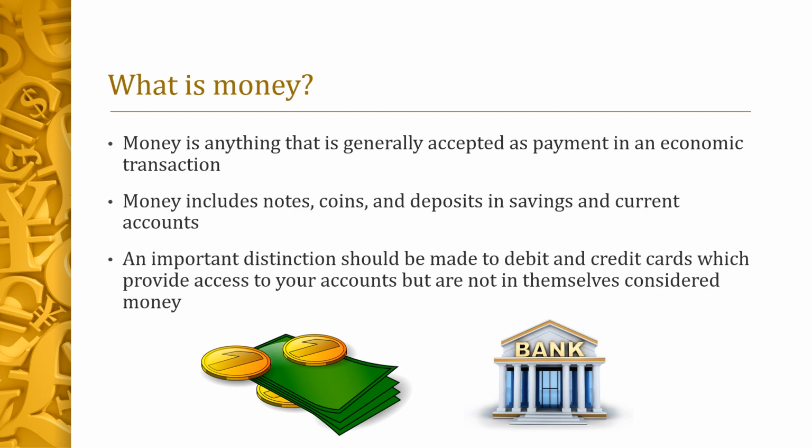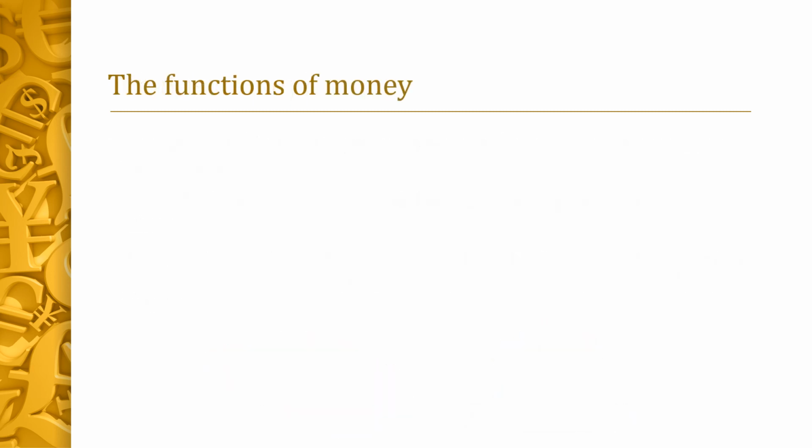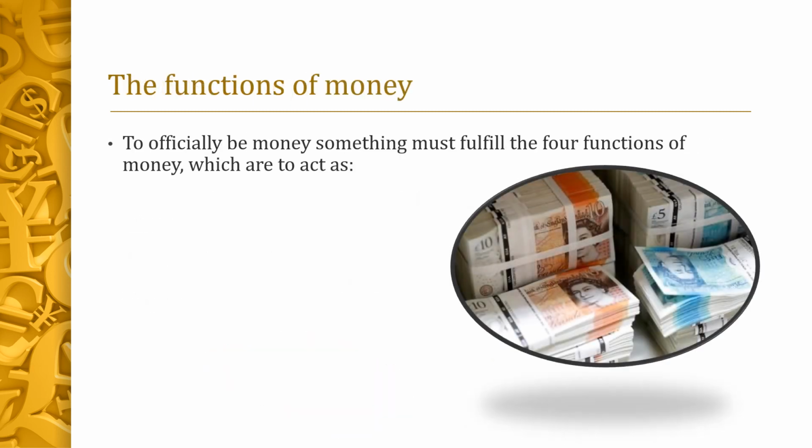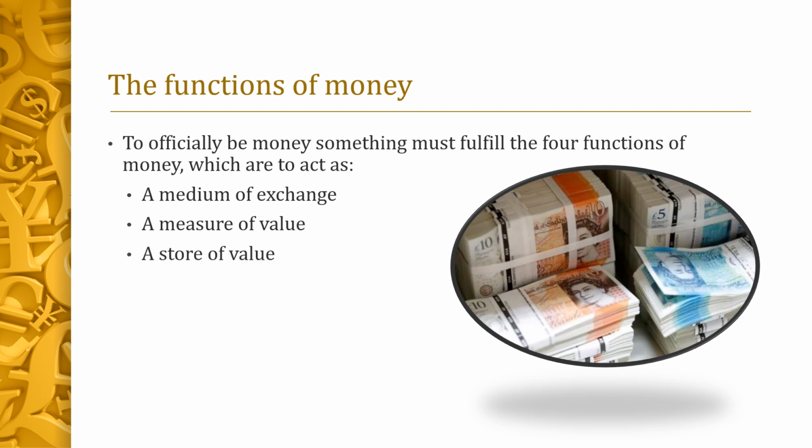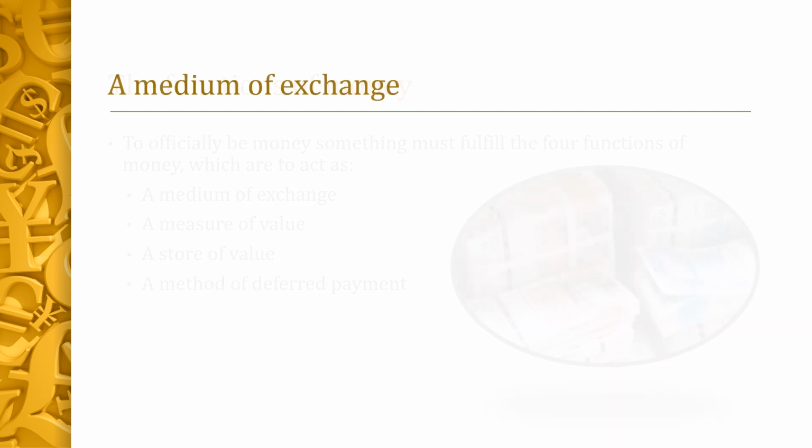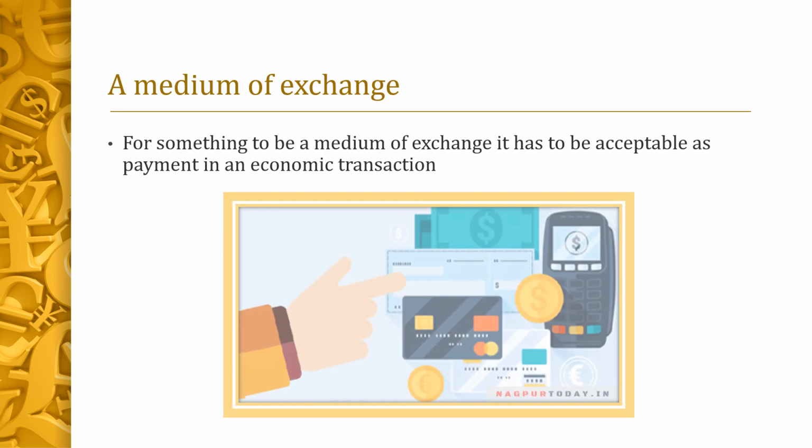in themselves considered money. To officially be money, something must fulfill the four functions of money, which are to act as a medium of exchange, a measure of value, a store of value, and a method of deferred payment. Let's take a look at each of those in more detail now. For something to be a medium of exchange, it has to be acceptable as payment in an economic transaction.